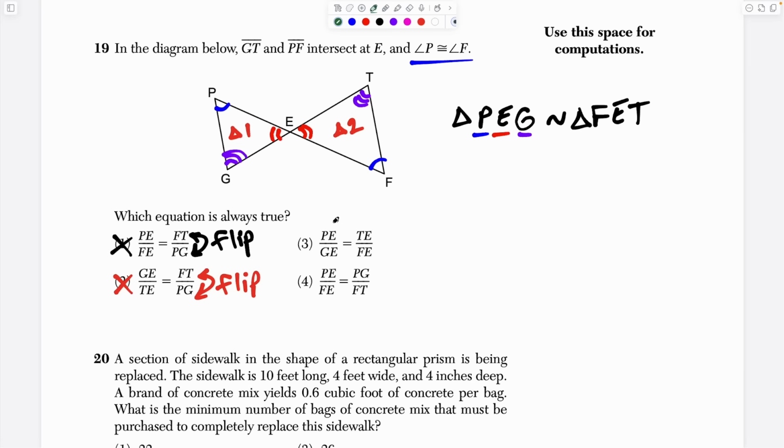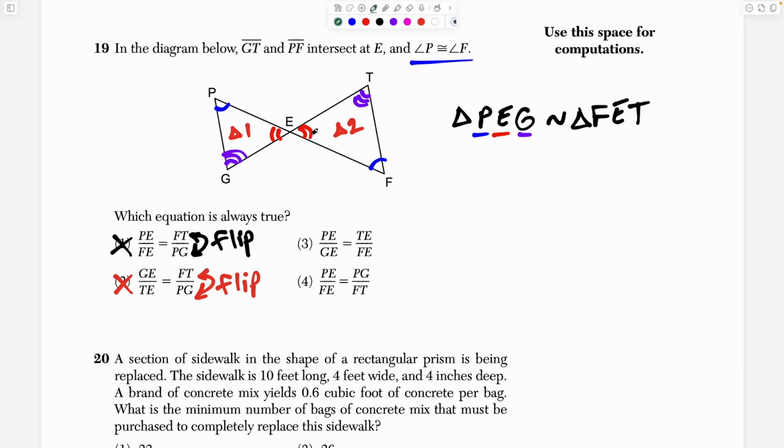And now next, let's see, PE over GE. So now we're going one triangle at a time. See how PE and GE are in the same triangle. So PE over GE, notice you have PE over GE equals, and then next we have TE over FE.